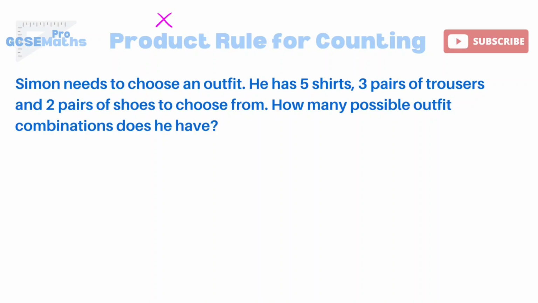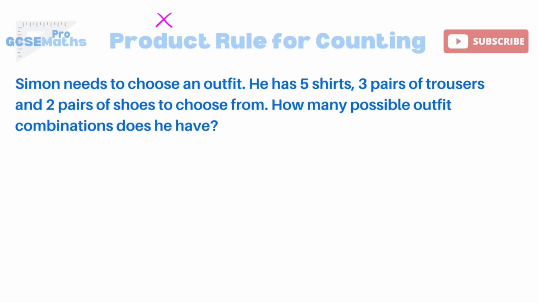So the most basic way to put it is that we're going to be using multiplication to figure out a certain number of something. Now, I'll show you the context a little bit more when we go through some questions, and you might then start to recognise it. So, for example, Simon needs to choose an outfit. He has 5 shirts, 3 pairs of trousers, and 2 pairs of shoes to choose from. How many possible outfit combinations does he have?